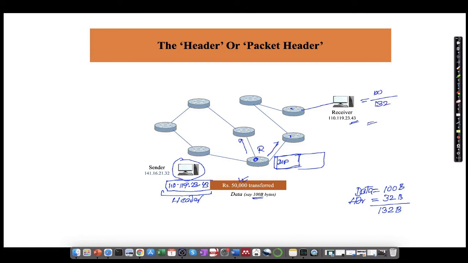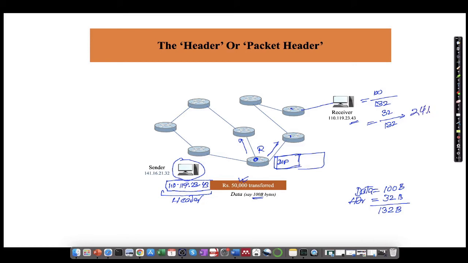On the other hand, we can say out of 132 bytes, 32 bytes are overhead. So this is the overhead ratio, which is almost equal to 24%.